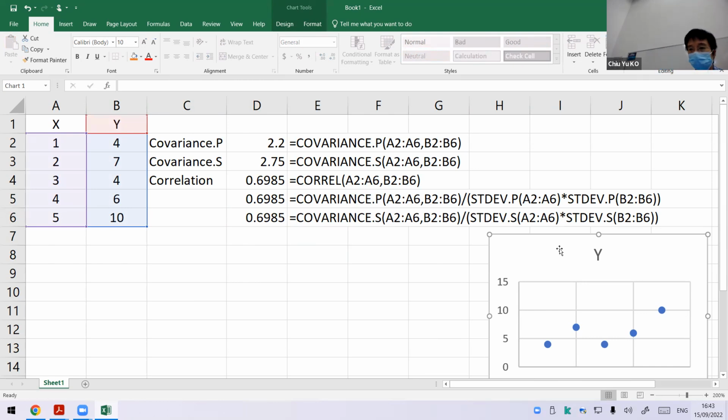Is there any question? Also, any question from the Zoom? Is that okay? Because I can't see any of you. Okay. Is there any question for the correlation coefficient?